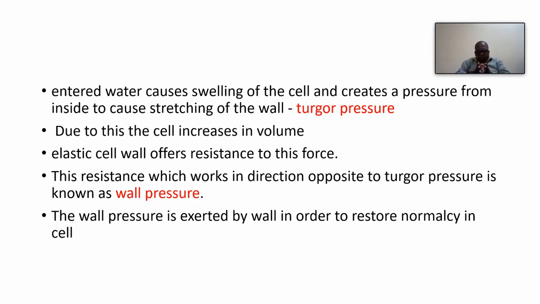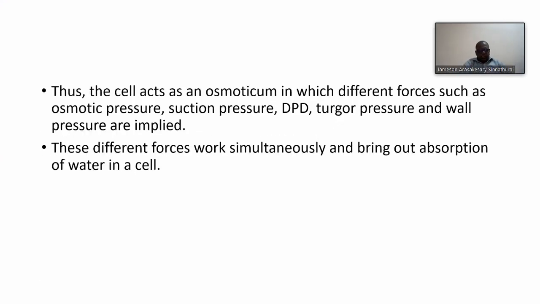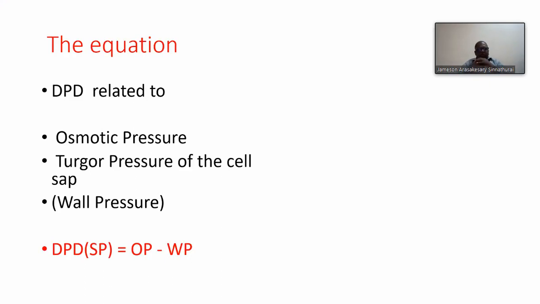So the water enters into the cell, it generates turgor pressure. The wall membrane exerts pressure again, that is wall pressure. So now we are dealing with the diffusion pressure, osmotic pressure, turgor pressure, and wall pressure. That diffusion pressure deficit is called suction pressure. Okay? So these are the notes you can read. So now we will come to the equation.